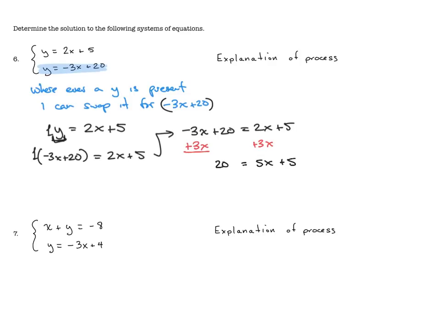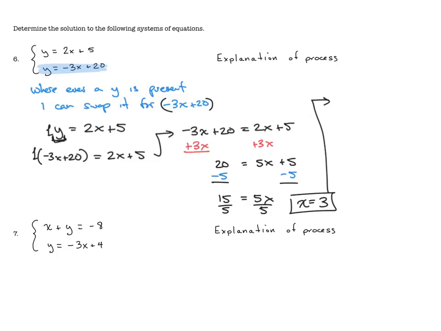Now I need to isolate the x. So when I isolate the x, I need to get rid of that 5. So I have a positive 5, so I'm going to make it into negative 5. And now what I'm left with is that I have 15 equals 5x. And my last step now is to divide by 5, and I will get x is equivalent to 3.